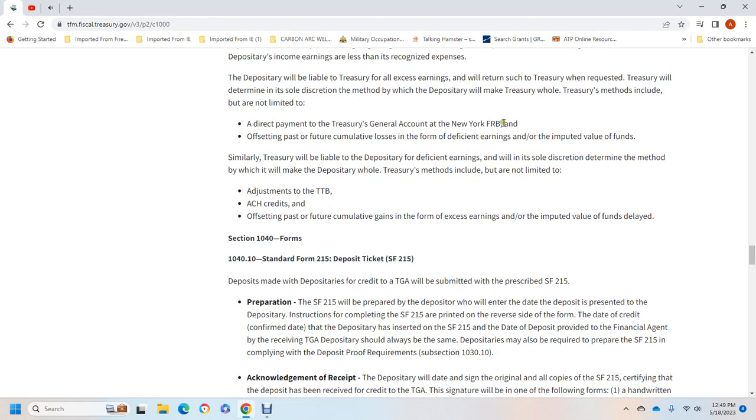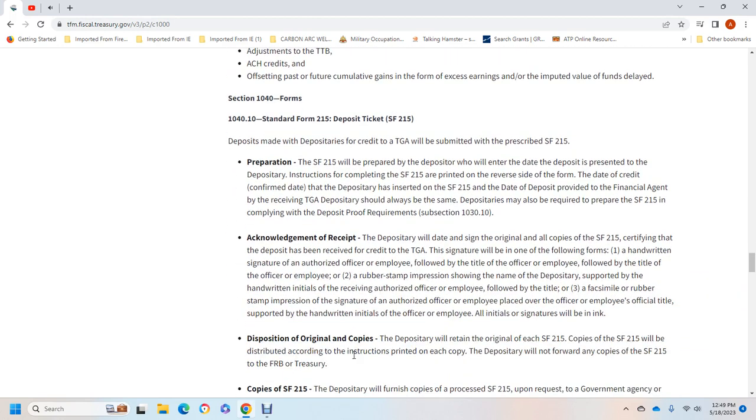Section 1040, Standard Form 215, deposit ticket. Deposits made with the depository for credit to the Treasury General Account will be submitted as prescribed on Standard Form 215. Preparation: Standard Form 215 is prepared by the depositor, who will enter the date of the deposit presented to the depository, following the instructions printed on the reverse side of the form. The date with the credit is confirmed as the date the depositor has entered on the 215. The date the depositor provided to the financial agent receiving the Treasury General Account deposit shall also be the same. The depositor is also required to comply with the deposit proof requirements of the Standard Form 215.